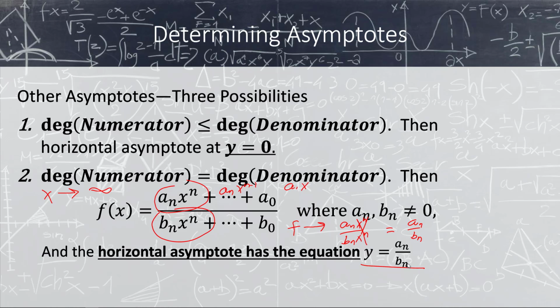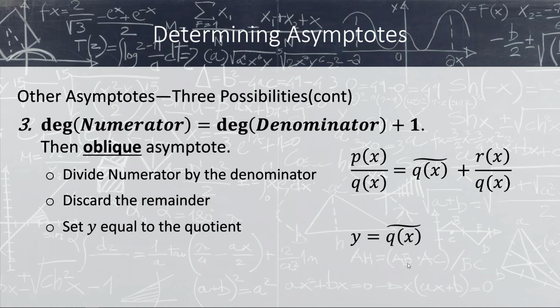Okay, well, what if the degree of the numerator is 1 more than the denominator? Well, then you're going to have an oblique asymptote. And that oblique asymptote basically has the equation of a line, so it's going to have the form y is equal to mx plus b. How do you find that? Well, you take your numerator and divide it by your denominator. You are going to get some quotient, and then you're going to get a remainder. Just discard the remainder. Your asymptote will be that particular quotient. And since p is 1 degree higher than q, this will be a line.